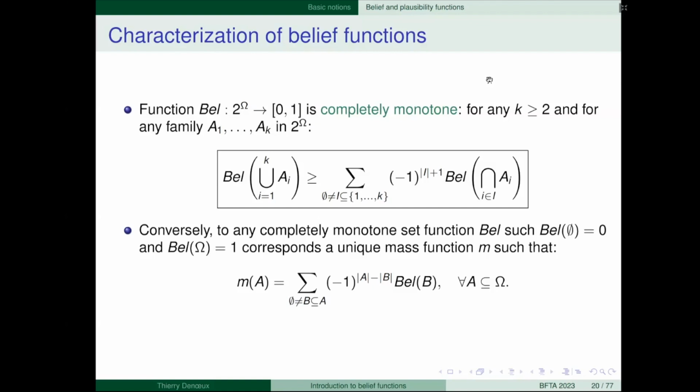So I will not, of course, prove this. We don't have time, but this is an important theorem because it gives us a characterization of what a belief function is. A set function qualifies as a belief function if and only if it verifies all these inequalities for any k. And then we can recover the mass function from the belief function by these equalities. So if I give you the belief function, you can recover the underlying mass function by these equalities.